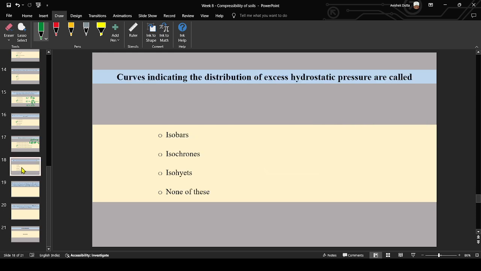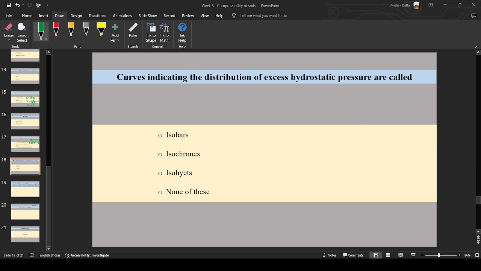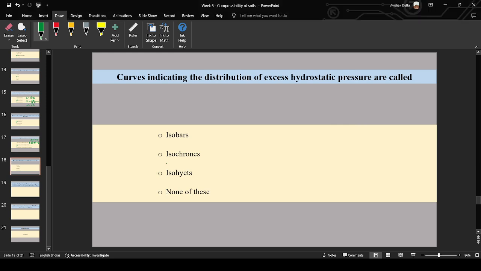Next question. Curves indicating the distribution of excess hydrostatic pressures. Yes, the answer is isochrones. When there is excess hydrostatic pressure distribution in the soil, we draw isochrones to denote the points having excess water pressure or pore pressure. Isobars are lines through places having equal pressures. Isohyets are the same for rainfall, curves indicating equal rainfall. So here it is isochrones.